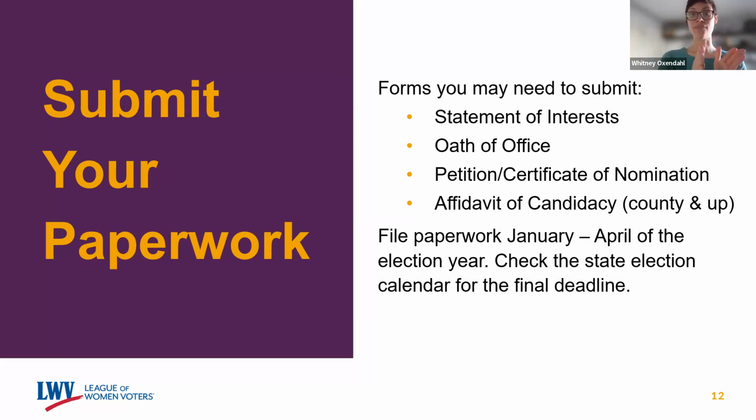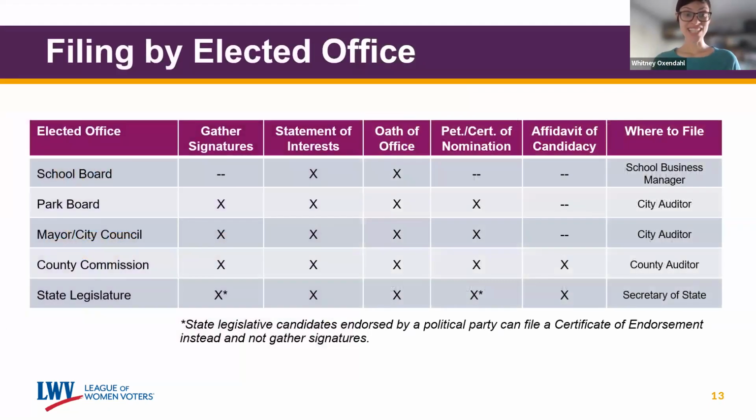All right, so you have the time frame of filing your paperwork from January to April of the election year, and you need to check the state election calendar for the final deadline. I will have a timeline slide in a minute, but it is Monday, April 8th by 4 p.m. It has to be in the hands of the person you need to turn it into. And so let's see who that is. This is a great slide to screenshot or pause right here, and you can look at for those local offices what you need to fill out and where you need to file your paperwork.